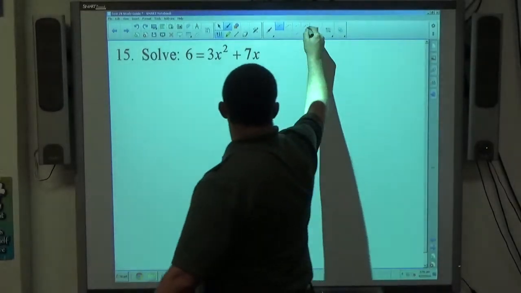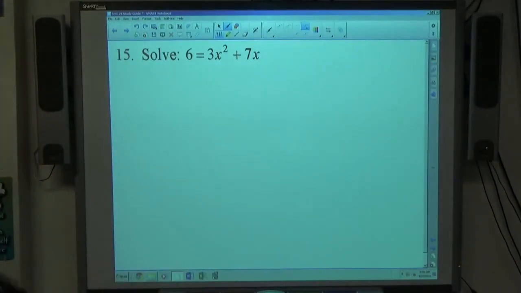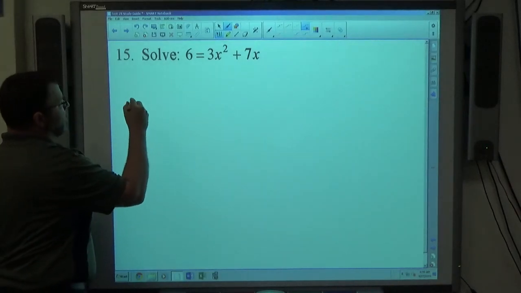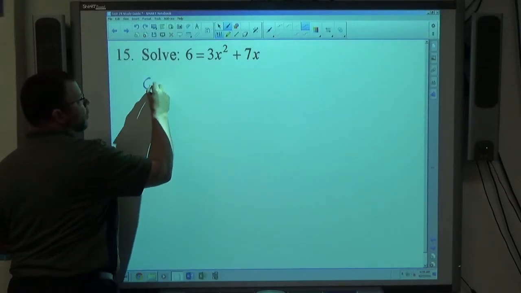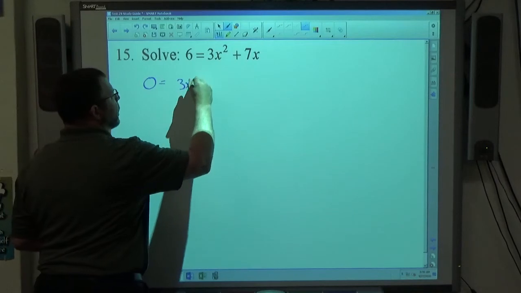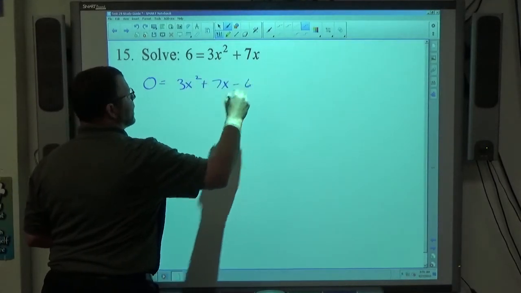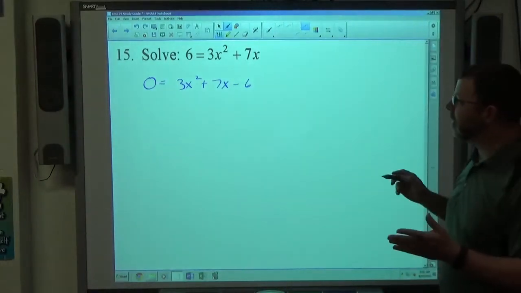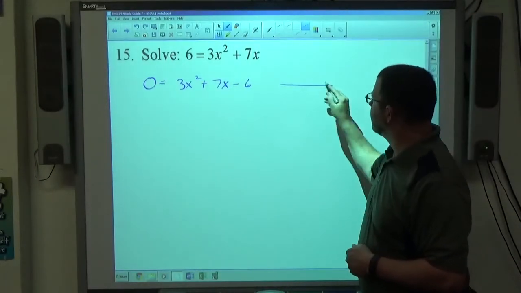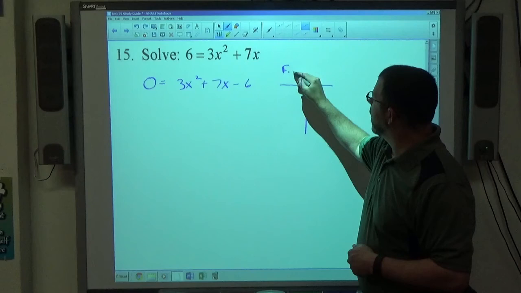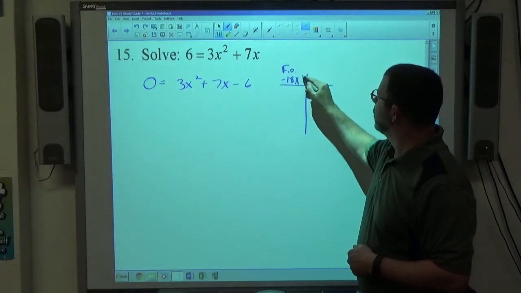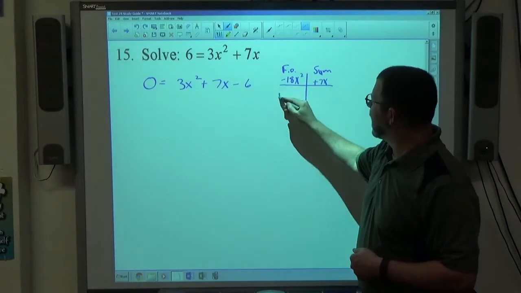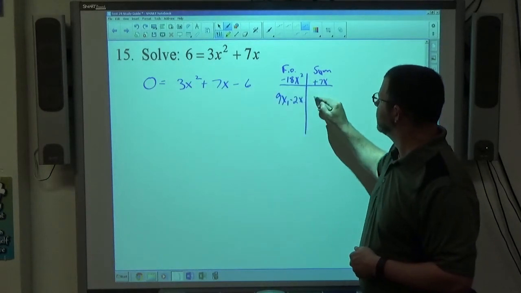Finally, number 15, we have a quadratic equation, solving it. So I'm going to start by moving the 6 to the other side. We always want quadratic equations to equal 0. So 0 equals 3x squared plus 7x minus 6. Now chances are this is a factorable quadratic equation, so if we do it by factoring, factors of negative 18x squared whose sum is positive 7x, that'll be 9x and negative 2x.